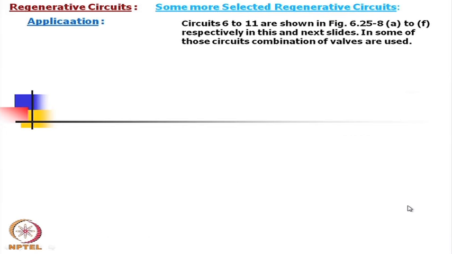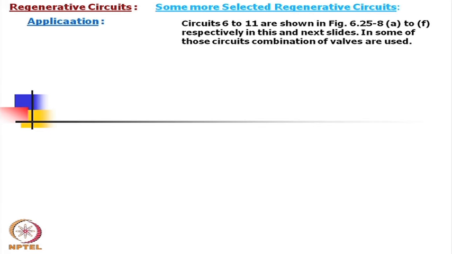Now, we have discussed only 5 circuits. There are another 6 circuits, from 6 to 11. These will be shown now, and this is mainly for your exercise. So, not much explanation is given. From there you have to understand how these circuits are operated.